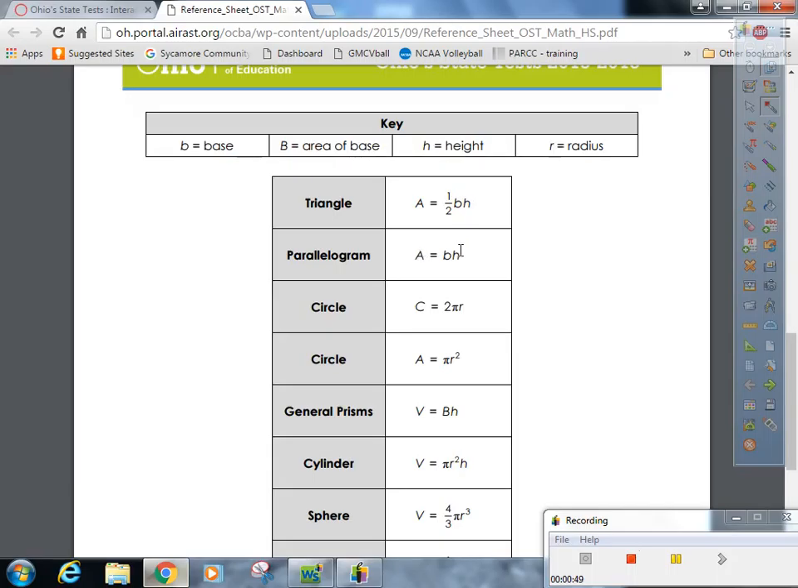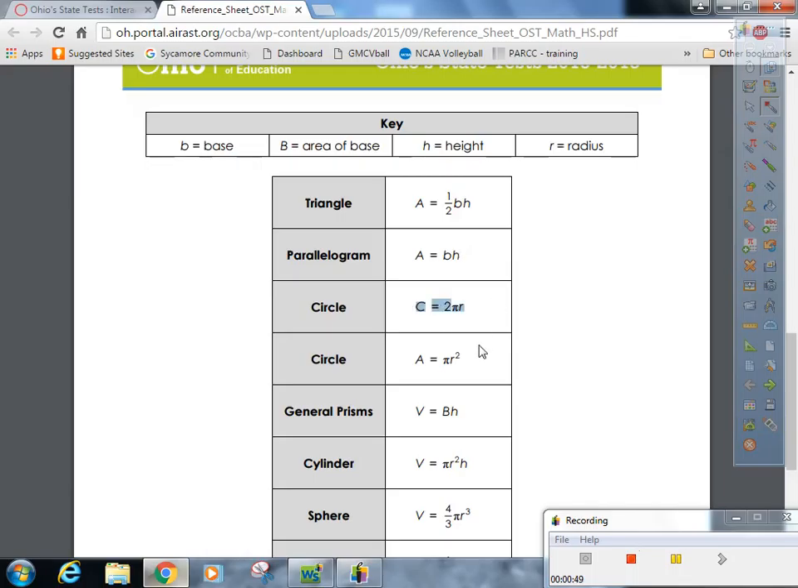Keep in mind a parallelogram is not length times width. What is it? It's base times height, and there's a difference. Okay? There is. The height of a parallelogram is not usually, I guess you could consider it the width, but it's not a dimension of the parallelogram. It's not a side length. Okay?